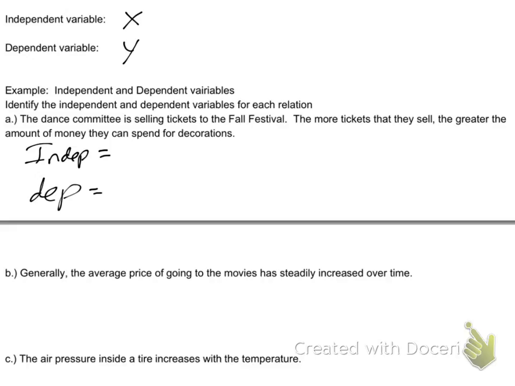We said the dependent is the money for decorations, decor, because do they know exactly how much money they have? No. Yeah, yeah. But wouldn't it also be the amount of tickets they sell for a dependent variable? Because they don't know how many tickets they're going to sell?